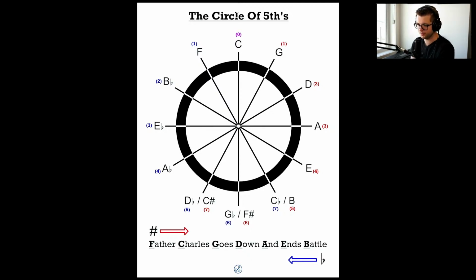Now, as you move through the circle, either to the left or to the right, you're going to start using a sentence to add your sharps or flats. This is going to be G major, right? G major is one position away from C, one position, one sharp.